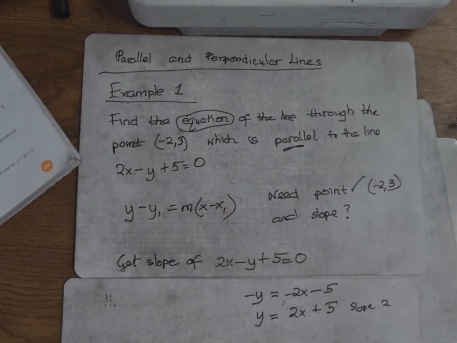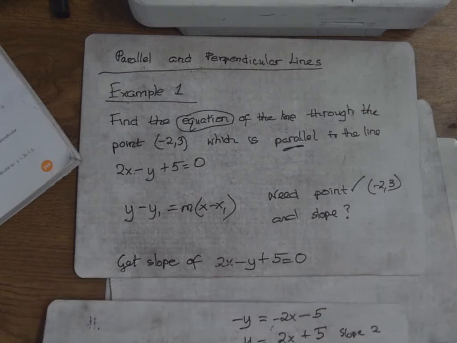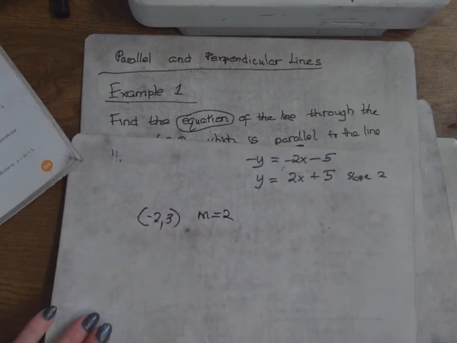So my new line goes through the point minus 2, 3. It's also got a slope of 2. I'll move it up now. Right, okay, can I move it up? Have I cut anyone off?